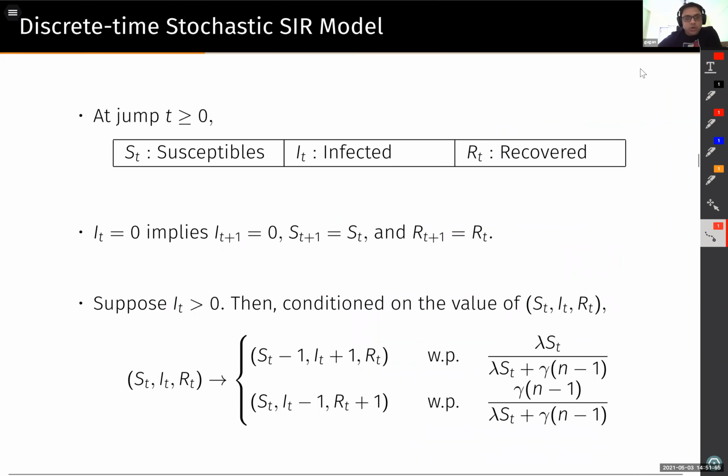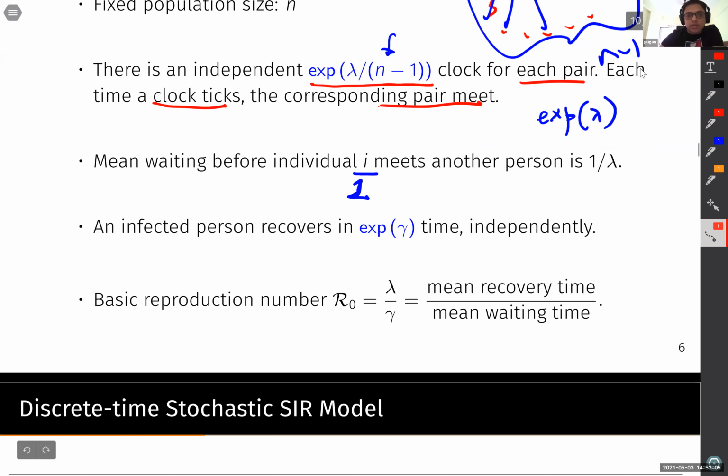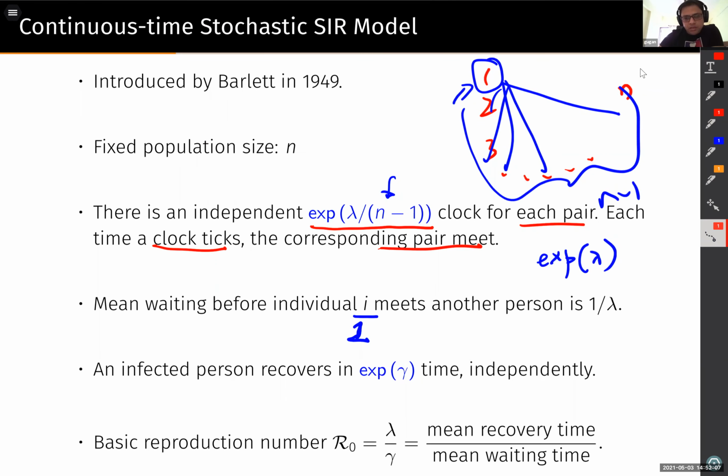All right. So as I said before, we don't work with the continuous time model. Instead, we work with a discrete time model that is based on this continuous time model. In this continuous time model, we assume that whenever an infected person meets a susceptible person, the susceptible person will get infected. On the other hand, when a susceptible person meets a susceptible person, nothing happens. And similarly, when an infected person meets an infected person or a recovered person, nothing happens.